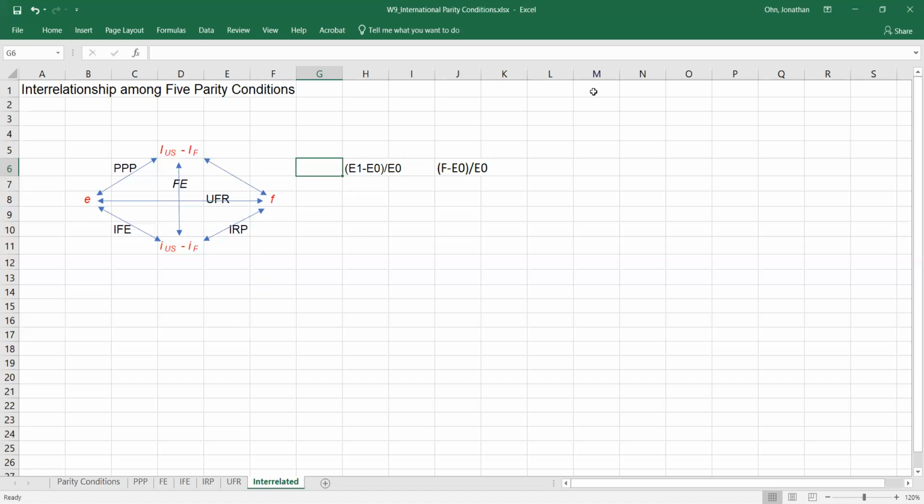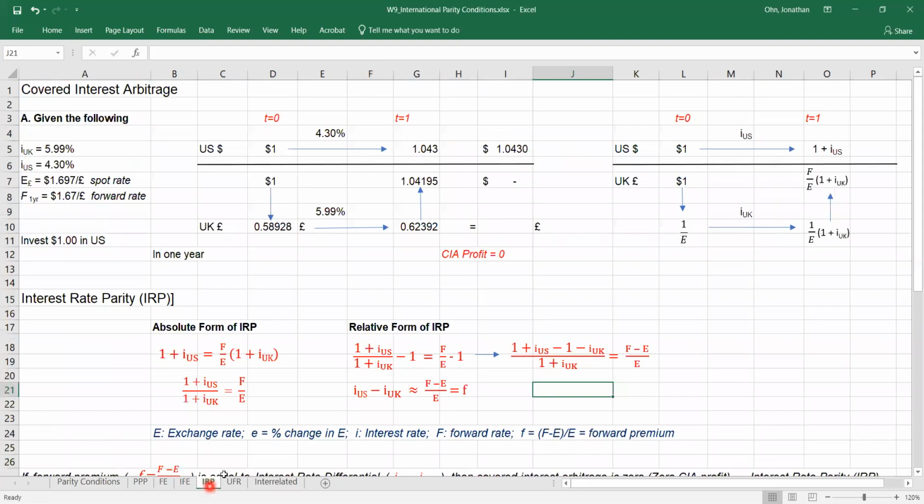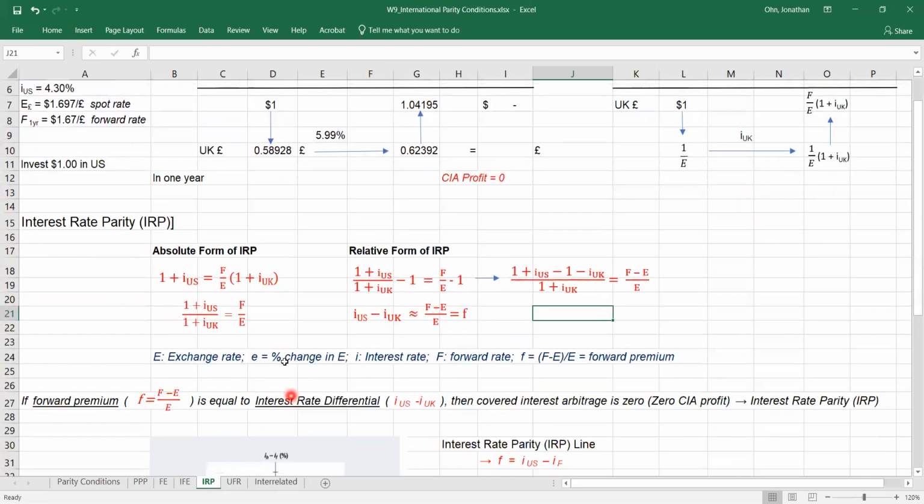In the interrelationship, what does the E stand for all the way on the left? This one? The small one? That's the percentage change in exchange rate. Here, see? E is the percentage change in the exchange rate. Okay. Thank you. All right.